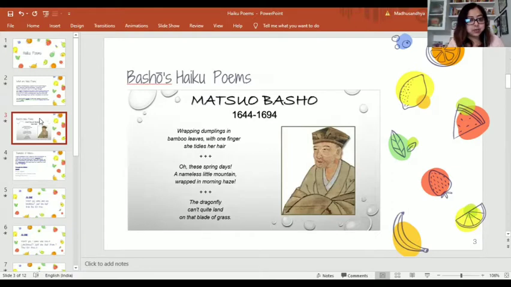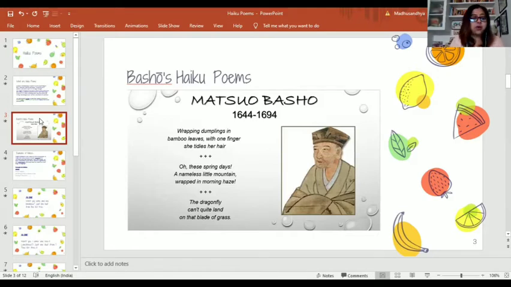I'll just read out 1 or 2 of them. Wrapping dumplings in bamboo leaves with 1 finger, she tidies her hair. So as you see, the thought is so simple, but if we think about it, it also expresses beauty. It also expresses the simplicity of existence.